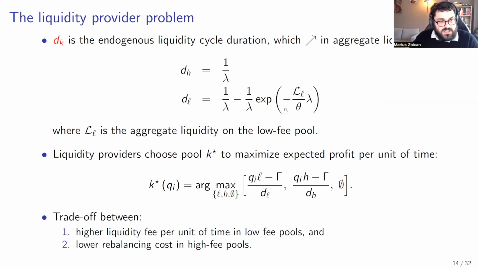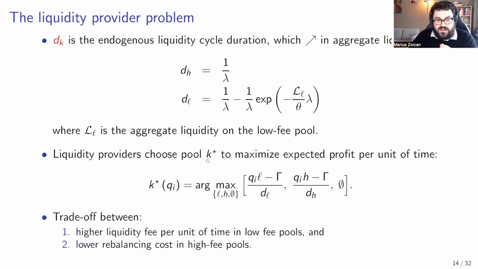And by how much? By a number that's proportional to how much liquidity there is in the low fee pool. If there's a lot of liquidity in the low fee pool, then the flow of small traders will exhaust liquidity slower, right? It's going to take longer for all the liquidity to be exhausted. If there's very little liquidity in the low fee pool, then the cycle is going to be shorter. Liquidity is going to be exhausted faster.